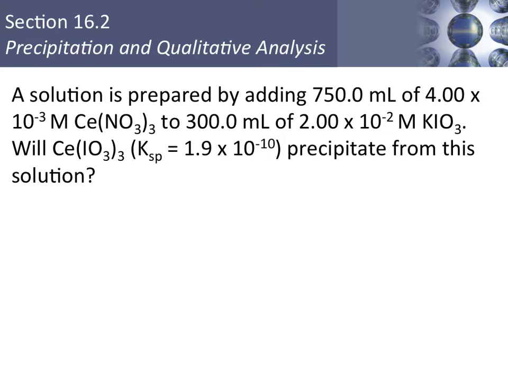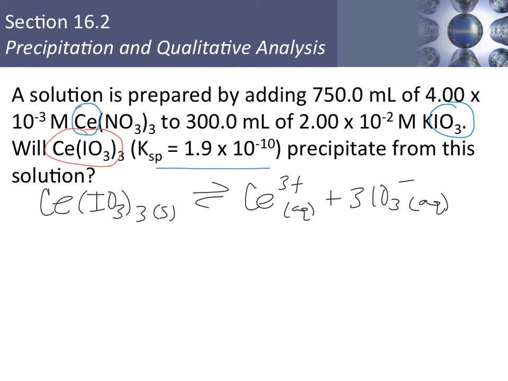So let's take a look at an example where we mix two solutions together, and let's see if we get a precipitate. So here's our precipitate, and the cation comes from this solution, and the anion comes from this solution. We've got the KSP for our precipitate, so let's do some calculations. To calculate Q, we need the initial concentrations of our reacting ions. So here's the equation showing our precipitate and our reacting ions.